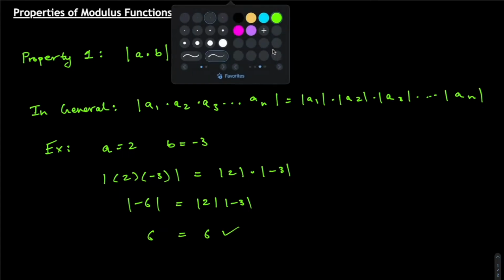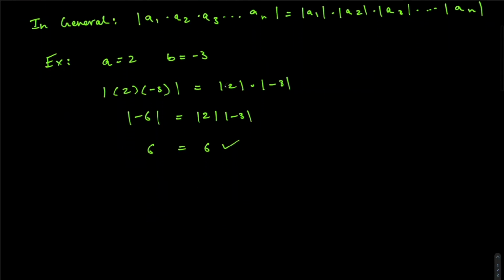Now let's look at property number 2. In property 2, modulus of a upon b, the whole thing inside the modulus, is equal to modulus of a upon modulus of b. Very simple, nothing complicated.